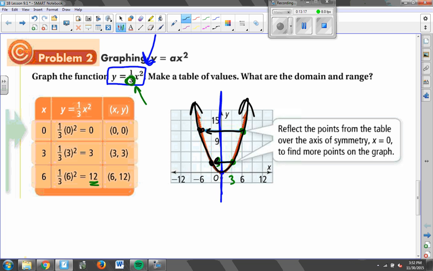All right, so find your vertex. Hopefully, sometimes it will be 0, 0. That will be nice and easy. Find a couple more points and reflect them across to find even more, and then make your U or your N, depending on if it's positive or negative.